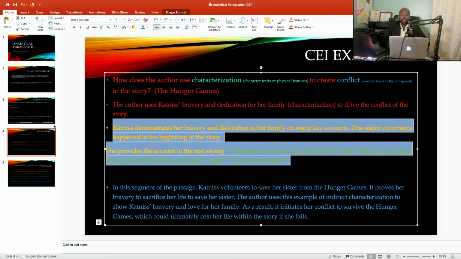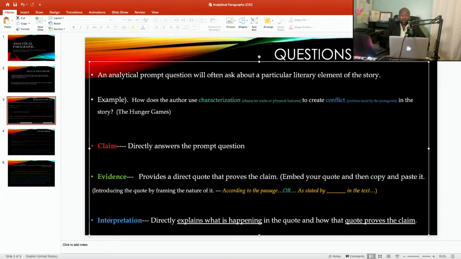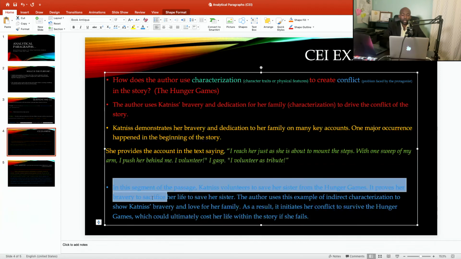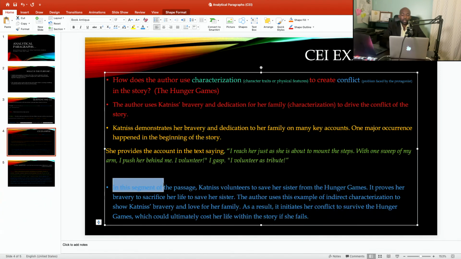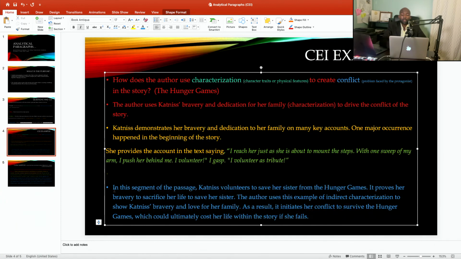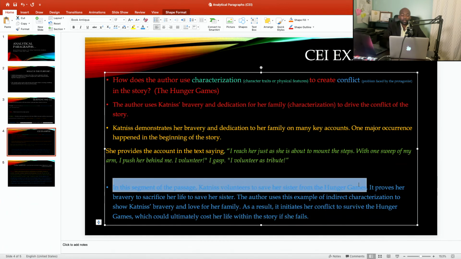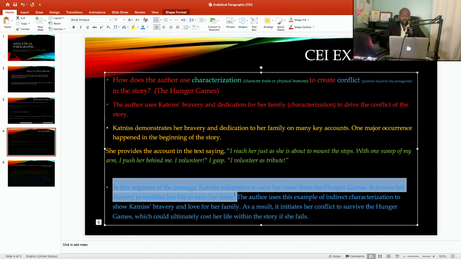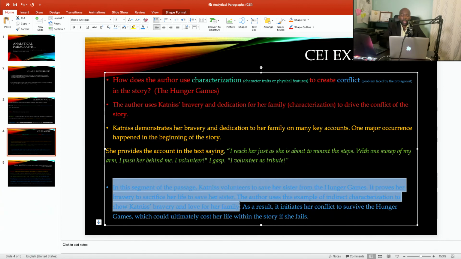All right, now the last piece is interpretation, which explains what's happening in the quote and why it proves the claim. So here it is. Here's the interpretation in blue. What we've got to do is explain what's happening in this quote first. It says, in this segment of the passage, Katniss volunteers to save her sister from the Hunger Games. It proves her bravery to sacrifice her life to save her sister. The author uses this example of indirect characterization to show Katniss's bravery and love for her family.